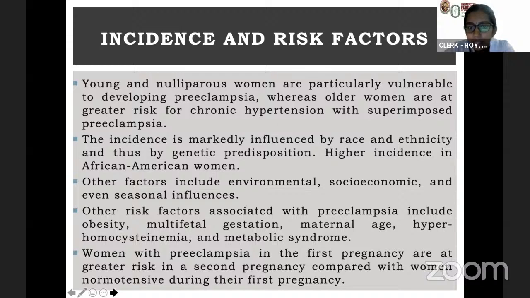Other risk factors are multifetal gestation, obesity, maternal age, hyperhomocysteinemia, and metabolic syndromes. Women with preeclampsia in the first pregnancy are at greater risk in the second pregnancy compared with women who were normotensive during their first pregnancy.